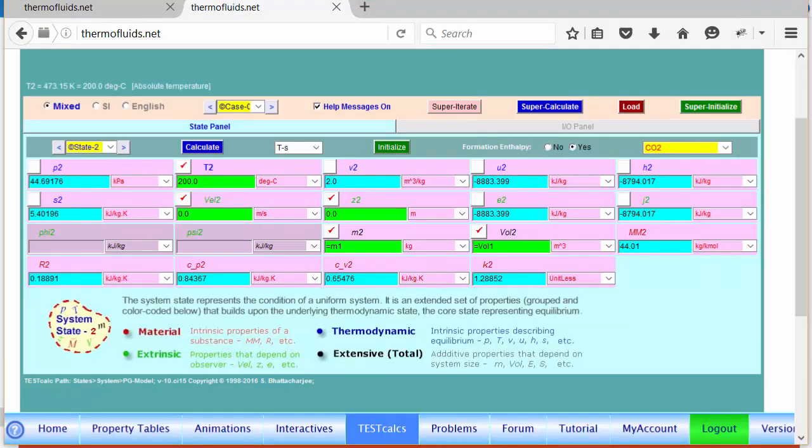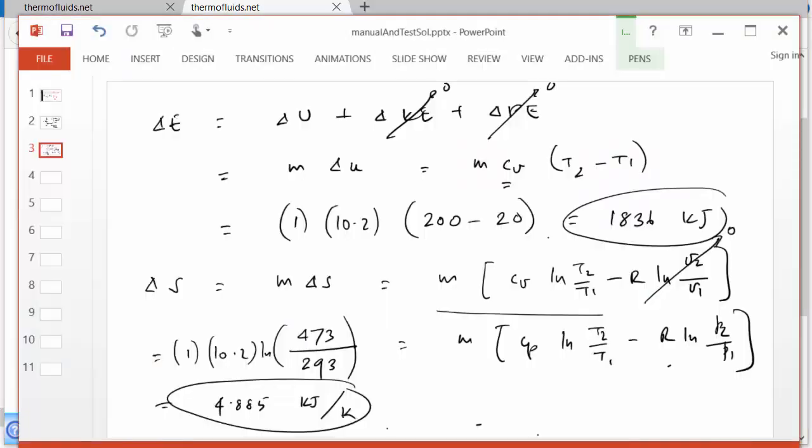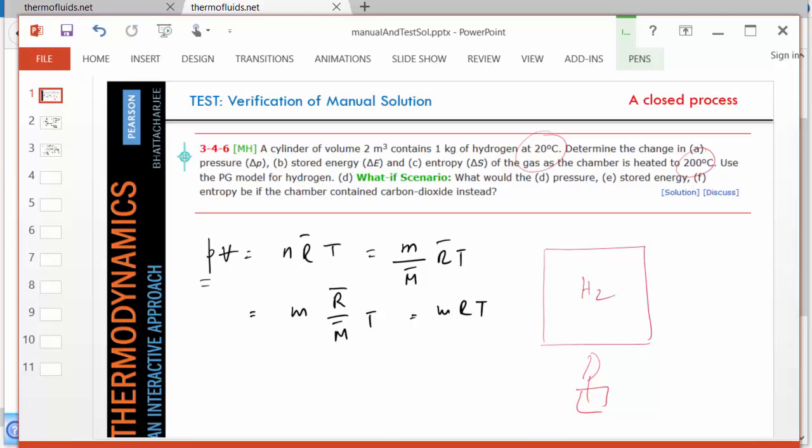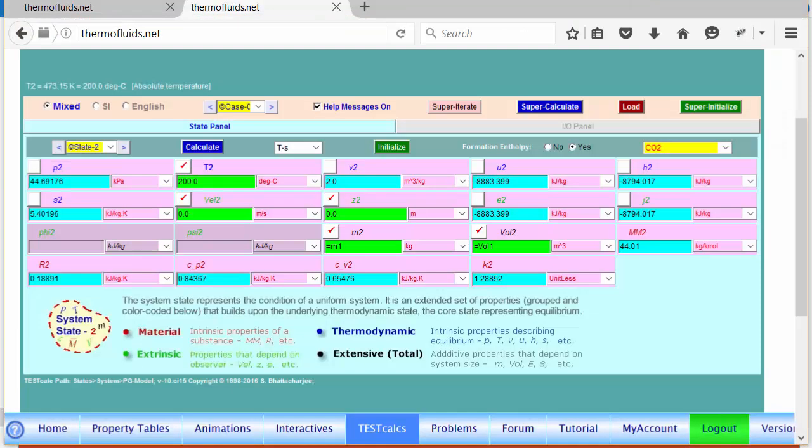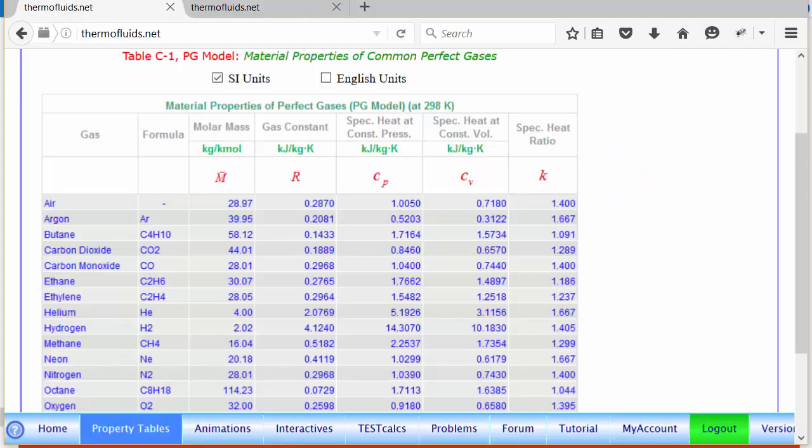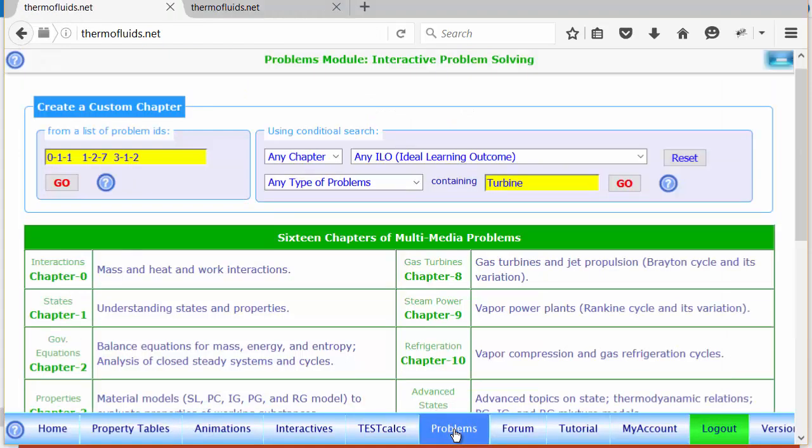Okay, so now that we know how to solve the problem manually and verify, let's make sure that we did it correctly. How do you check and how do you keep a record of every problem you have solved? Well, now that we know the solution, this is a problem from this test website, so we can go find the problem number 346. So for that, we go back to thermofluids.net, and let's go this time to the problems module.